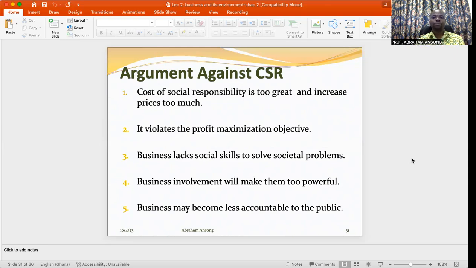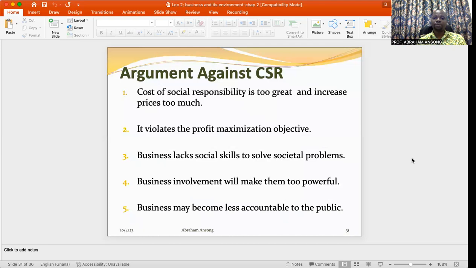It violates the profit maximization objective of setting up a business. We indicated that one of the reasons why businesses are set up is to make profit. So why struggle, sweat, make the profit and give it away? Okay, so it violates the profit maximization principle. Then the third argument is that businesses lack social skills to solve social problems. So businesses are set up for a particular purpose. They have their specific vision and mission. And so they shouldn't bother about things like boreholes and schools and so on and so forth. They don't have the competencies to deal with such problems. So that's the other argument.